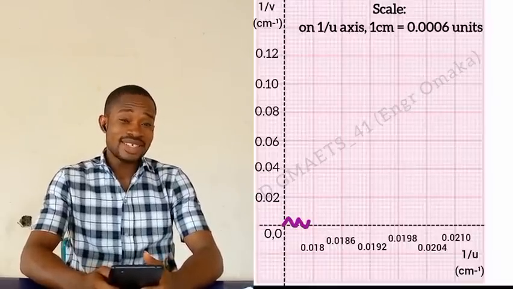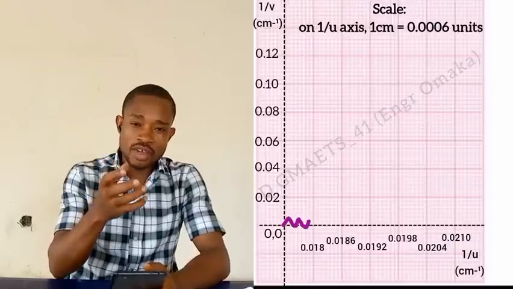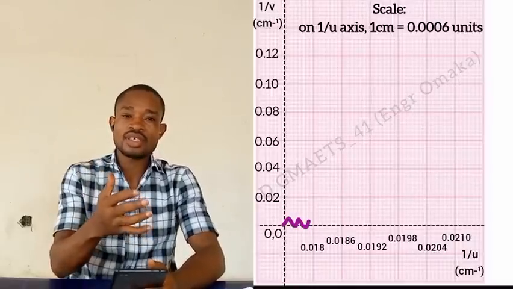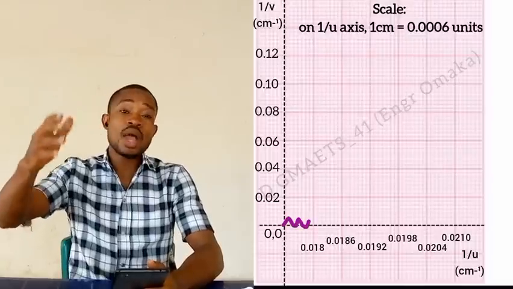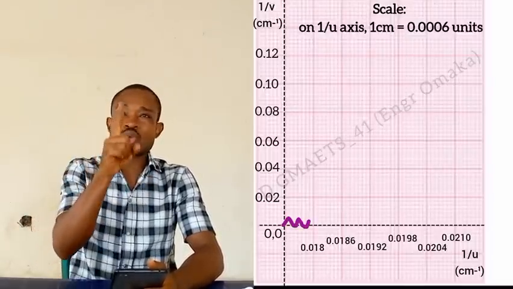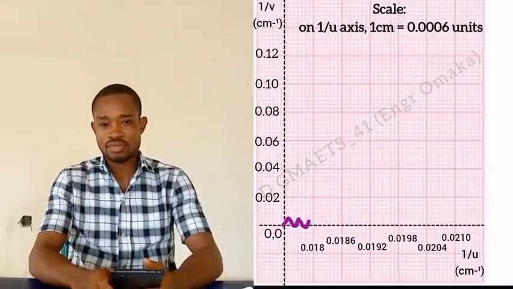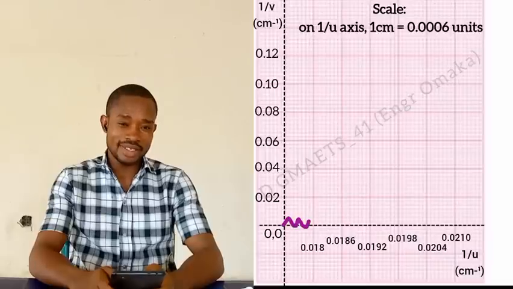So like I said, this is done whenever your points, your values are very close together. So it is advisable you stretch your graph so that the points will be well spread. Otherwise, when you are plotting, it's possible that all the points will just enter one small space. Are you following, right? And it's not usually ideal.